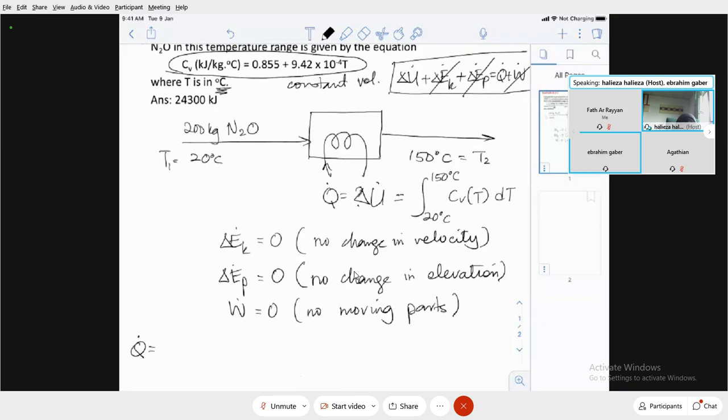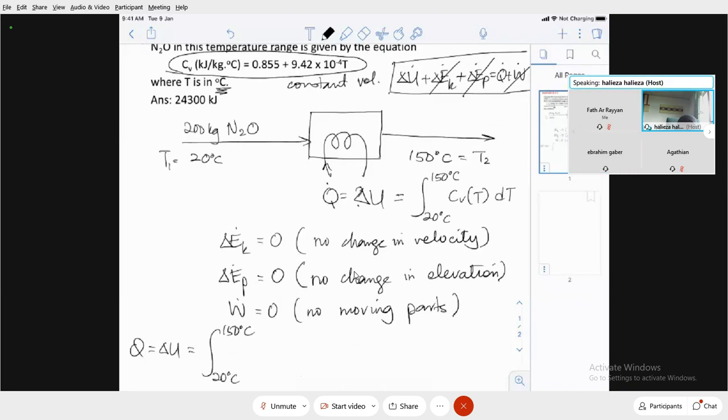I'm sorry guys, there's no rate here. Why no rate? Because it's just delta U. There's no dot over there. I need to erase that. There's no dot because it's not per unit time. It's just 200 kilograms, going from 20 degrees C to 150 degrees C.